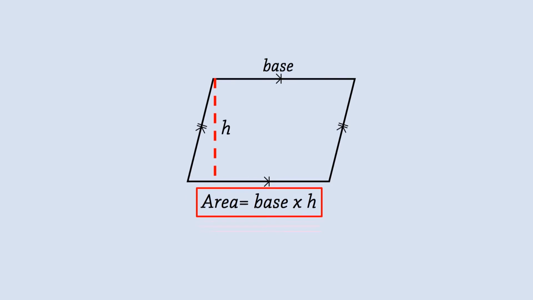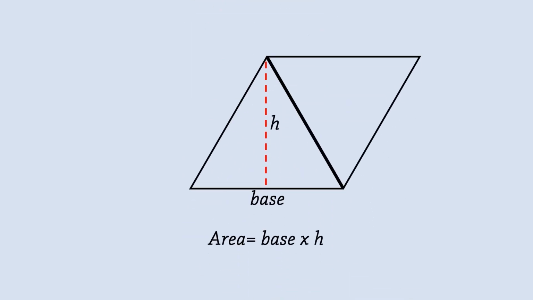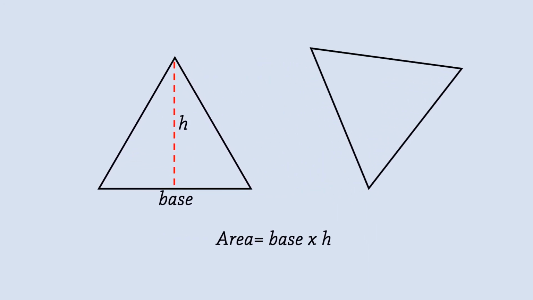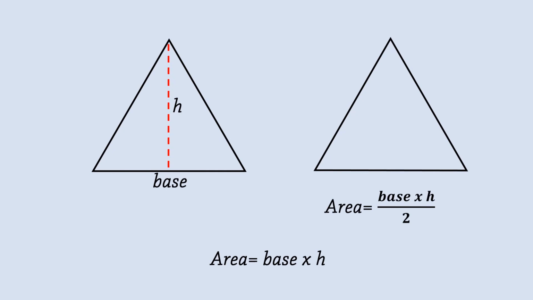The formula for finding area of a rhombus is pretty much the same as parallelogram. Now, if we divide a rhombus into two parts, we will get a triangle. So its area is base times its height divided by 2, as we get a triangle by dividing shapes like square and rectangles by 2.